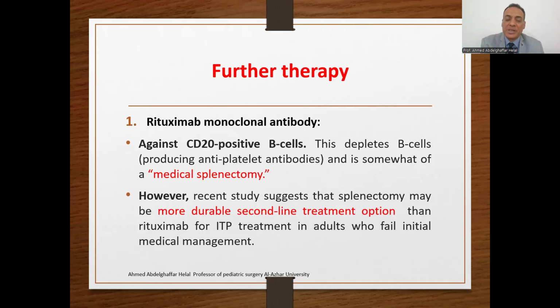Further therapy: there is a trial of what's called rituximab, monoclonal antibodies against the CD20-positive B cells. This will act to deplete the B cells inside the spleen, these B lymphocytes producing the antiplatelet autoantibodies. So it's somewhat called a medical splenectomy. However, recent studies suggest that splenectomy may be a more durable second-line treatment option than rituximab for ITP in adults who fail initial medical management.